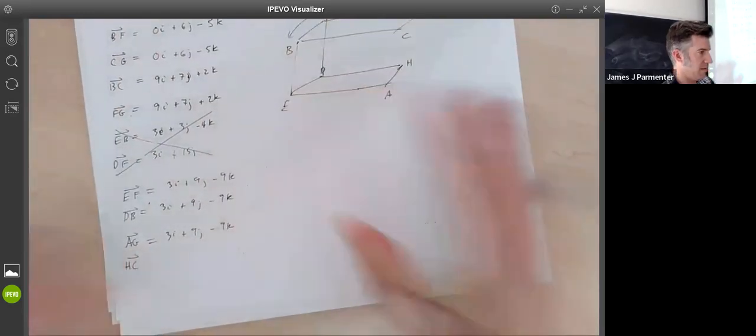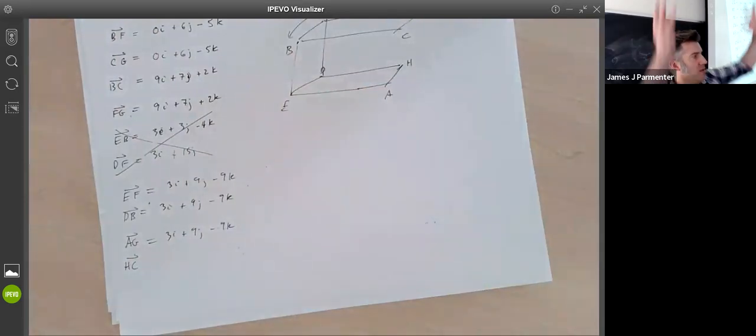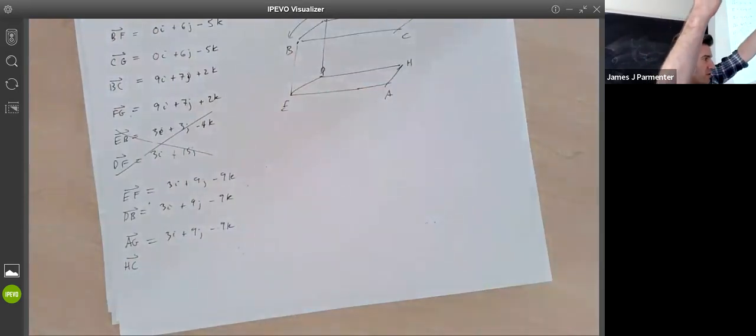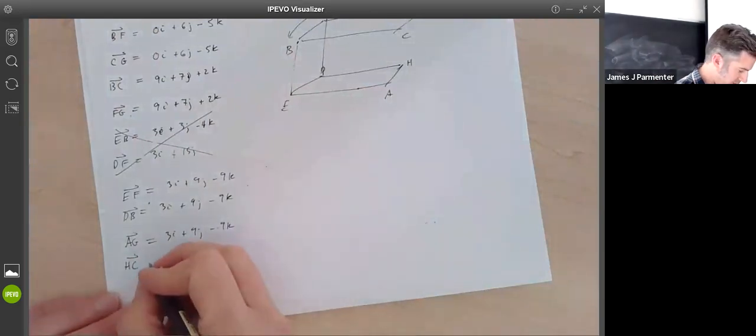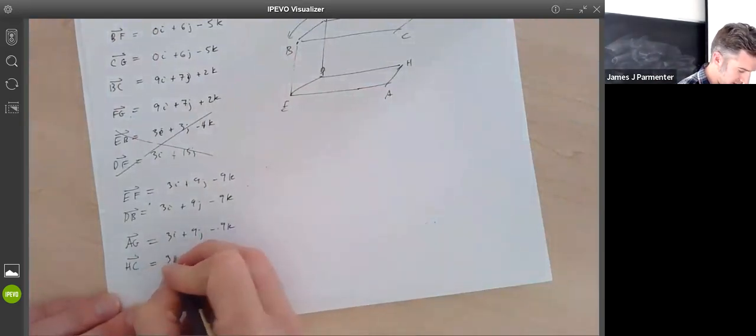If this is like the top and this is the bottom, then all 4 of those vectors getting you from the bottom to the top should be like the same vector, because it should be the same distance. And then finally, we don't really need HC here, but we should see that it is in fact the same.